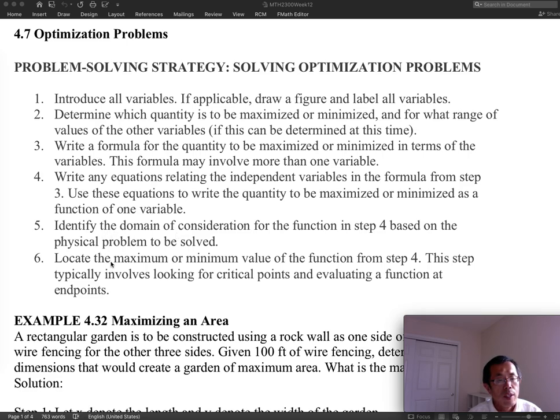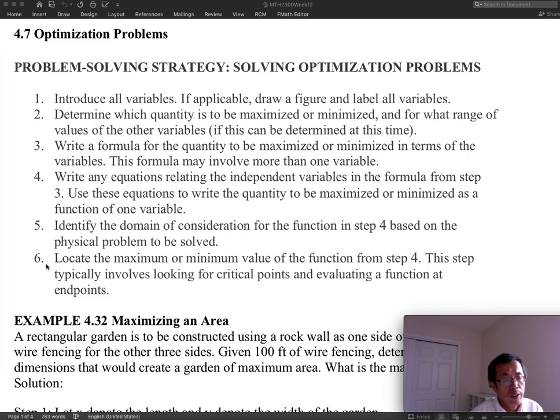And then number 6, about maximums and minimums, usually you need to calculate derivatives. And remember, the maximums and minimums usually will occur at a critical point. A critical point is a point where the derivative is 0 or the derivative is not defined.